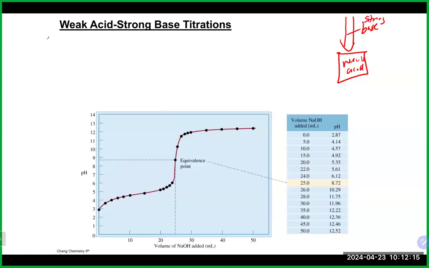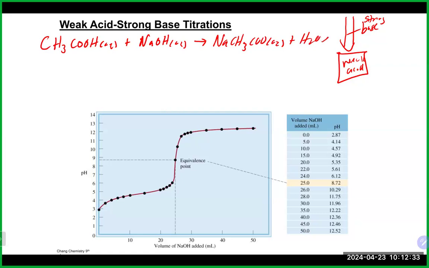So for example, if we use our acetic acid, which is a weak acid, and we add some sodium hydroxide to it from a burette, once again we'll get a double displacement reaction, which will make a little sodium acetate and some water in this case, right? Again, double displacement, basically.